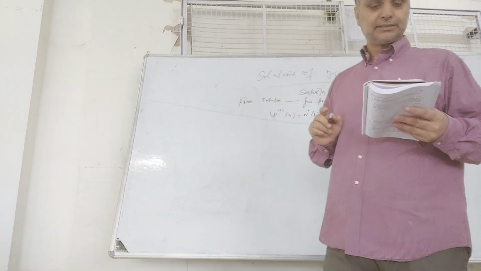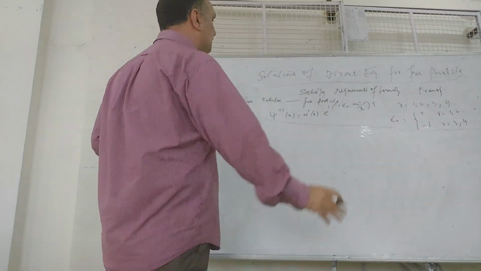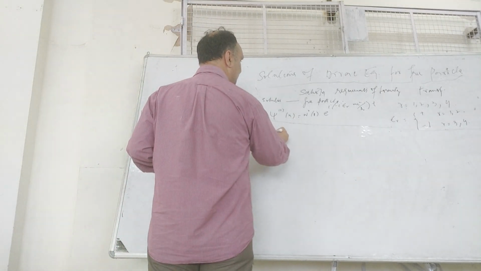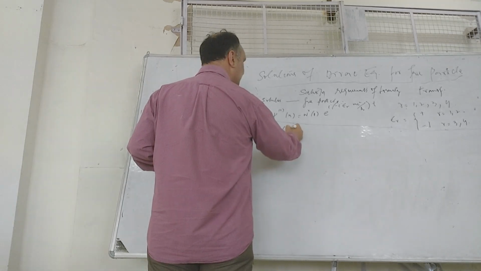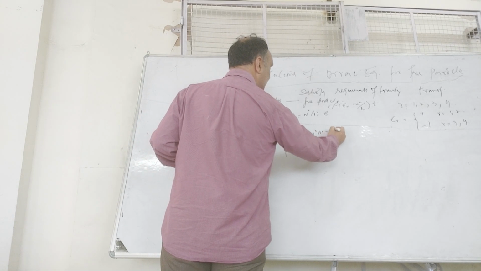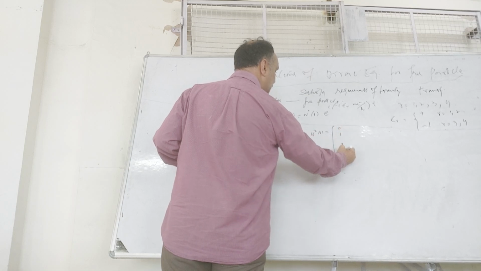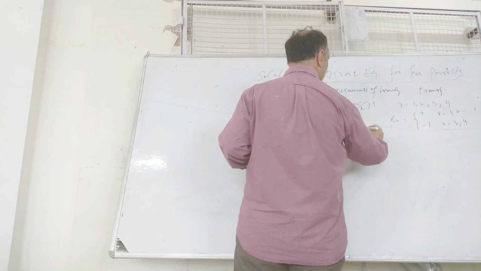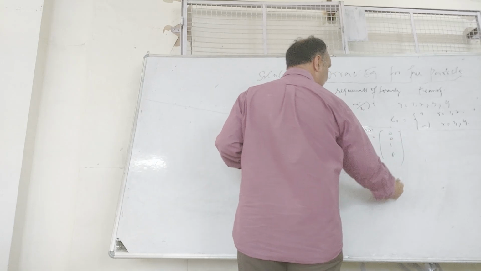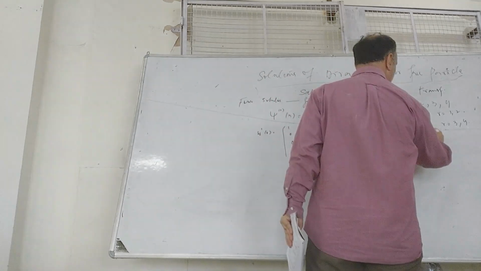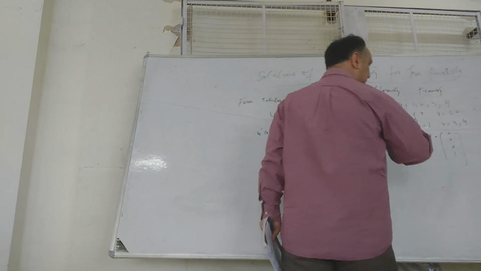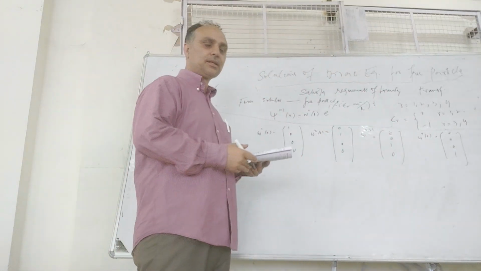Okay, in that sense. And the spinors corresponding to them are, for example, omega 1 can be 1 0 0 0, omega 2 will be 0 1 0 0, omega 3 will be 0 0 1 0, and omega 4 will be 0 0 0 1. Fine?